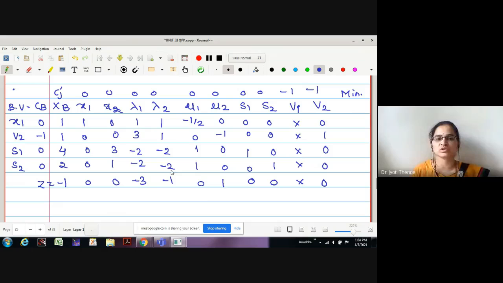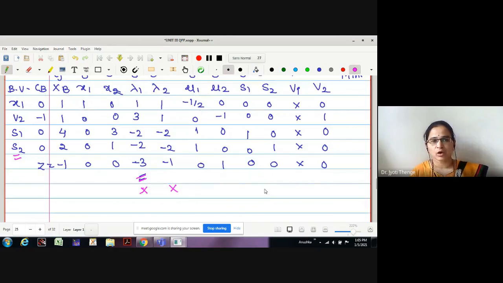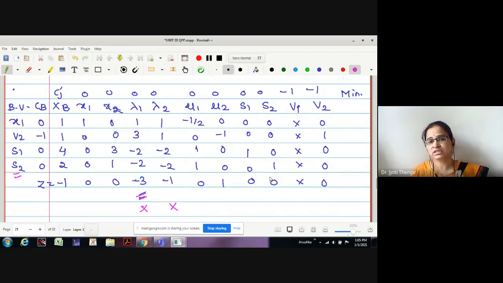Okay, let us repeat the process. Which is the most negative net evaluation again? Lambda 1. But still S1 is there in the basis. Therefore, we cannot enter it. The next negative net evaluation is lambda 2. But again, its pair S2 is in the basis. Therefore, we cannot enter it. Remaining all are non-negative. But the solution is not optimal. Still we have to carry out the process. Anyhow, we have to enter one of the variables.